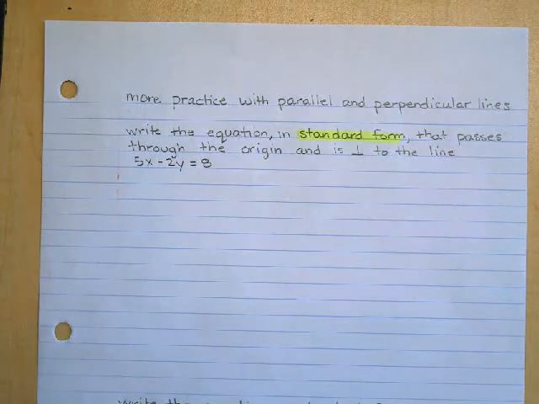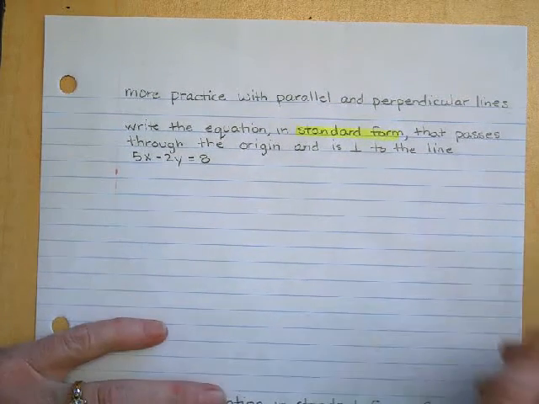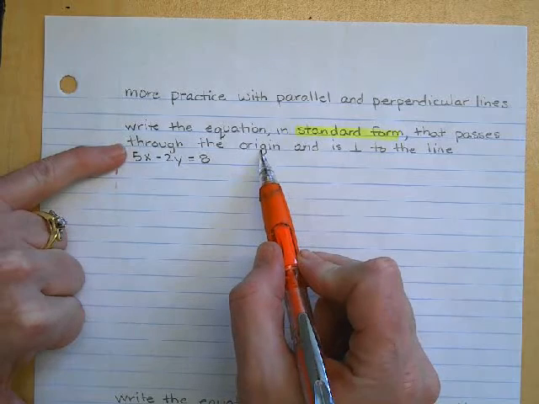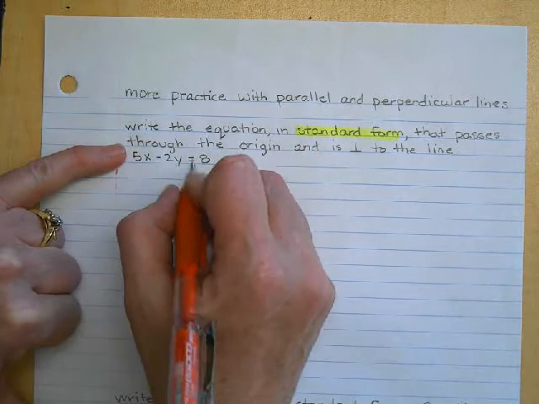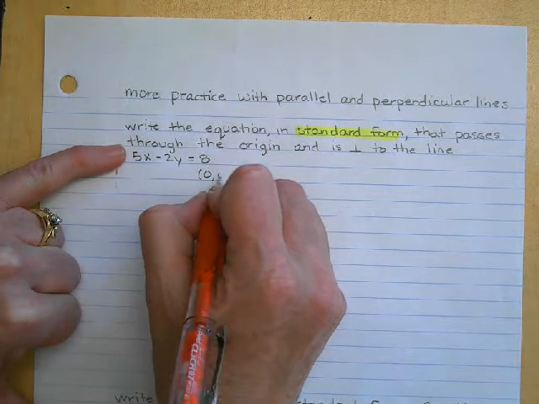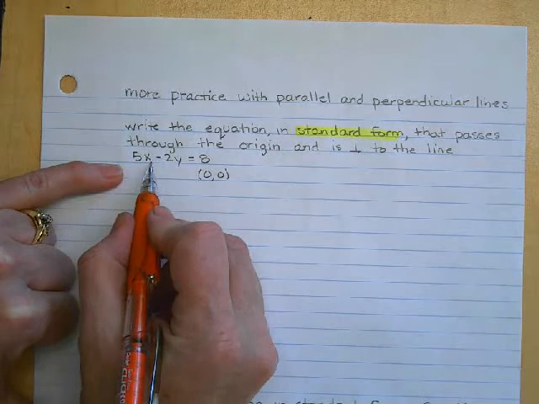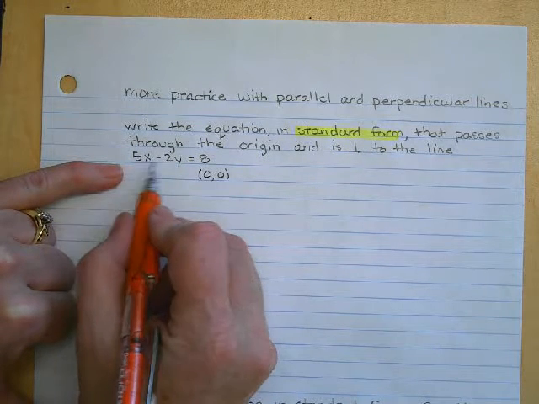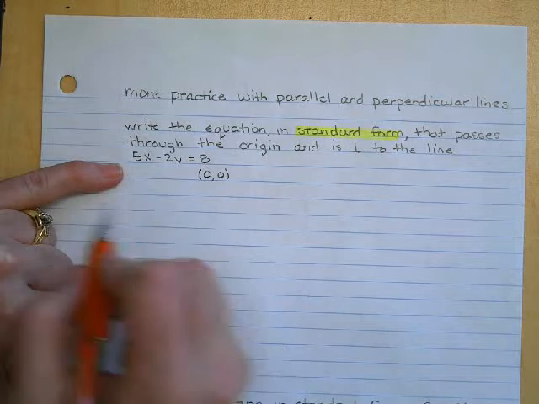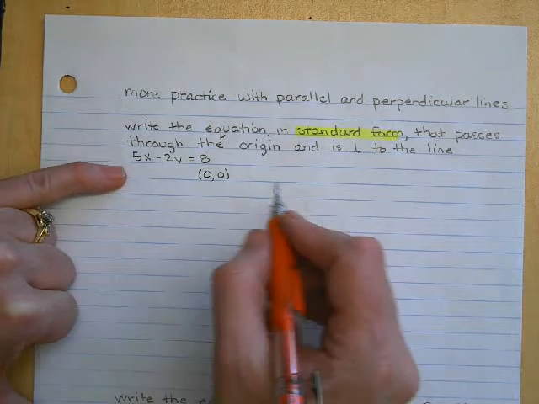So we don't start with standard form. We always use the point slope formula to write an equation of a line. Okay, so it passes through the origin. Remember the origin, that's 0, 0. And it's perpendicular to this line. So I need to find out the slope of this line so I can get the opposite reciprocal.